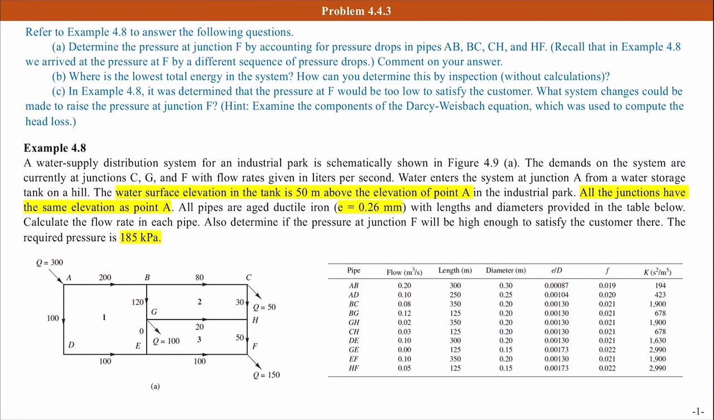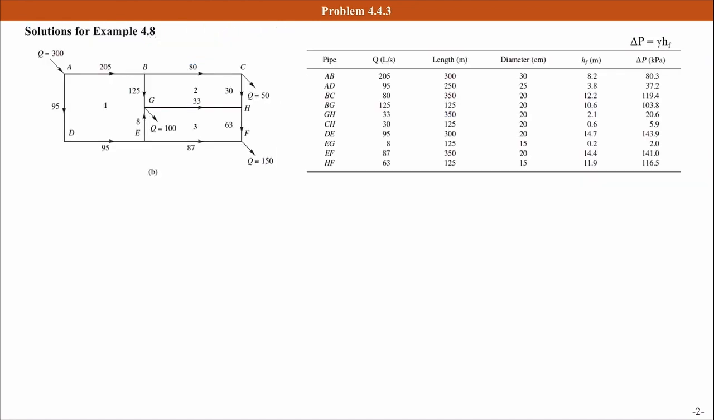This question asks us to calculate the flow rate in the pipe. And we also need to determine if the pressure at junction F will be high enough to satisfy the customer here. The required pressure is 185 kilopascal. The solutions for the example are shown in the figure below. The flow rate and friction loss in each pipe can be found in the table on the right-hand side.